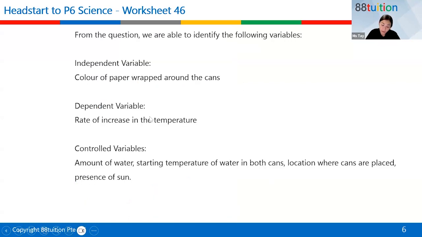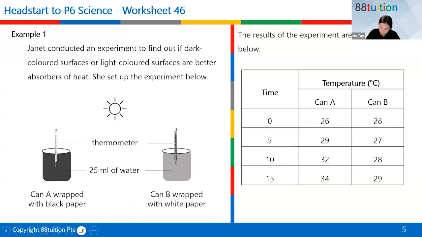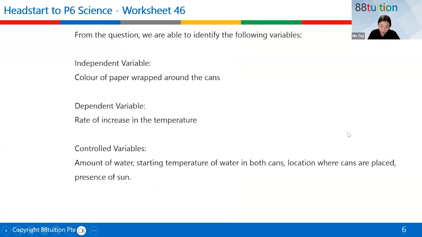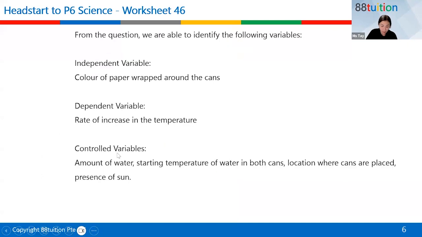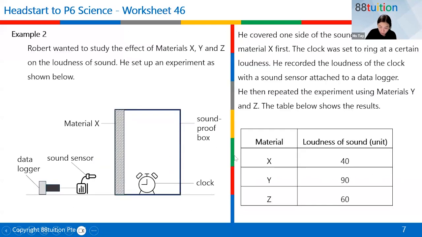Then the dependent variable is what we measure. We actually measure temperature. So either you write down rate of increase of temperature, or you can write down measuring the temperature of the can or water in the can, is fine also. Then what we keep constant, what we keep the same, we call it the control variables or fixed variables: amount of water, starting temperature of water in both cans, where we place the cans, presence of sun, etc. So you should be good at this.